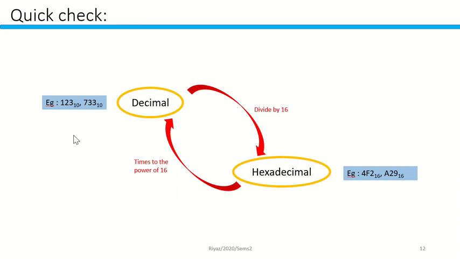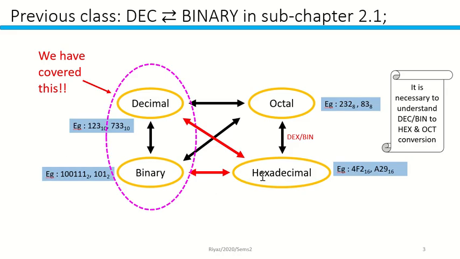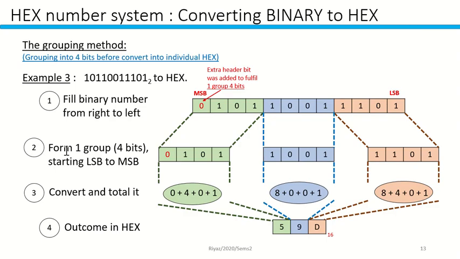So until now, we are already able to do the conversion from decimal to hexa by dividing by 16, or hexa back to decimal by the power of 16. So this is done. Let's check the next following. So this is how you convert from binary to hexa. I already mentioned we have already done hexa to decimal. Now we're going to do hexa to binary and binary back to hexa. So this is how we're going to do it.